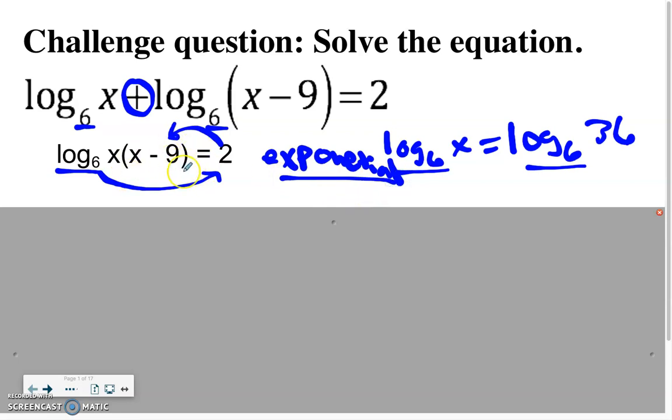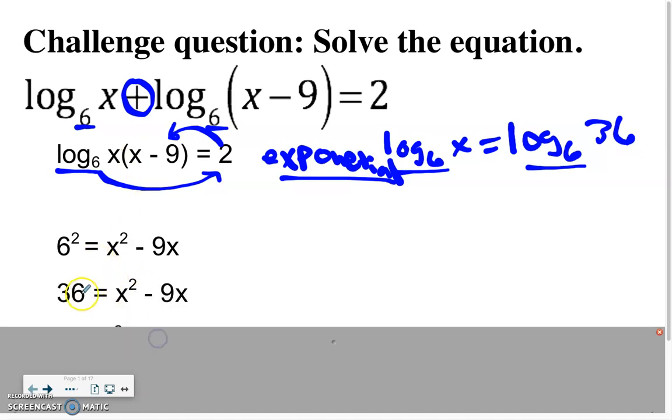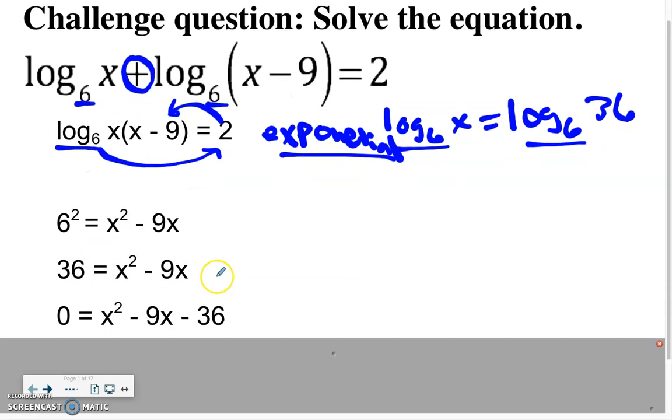So when we can't solve in logarithmic form, we switch to exponential, which leaves us with 6 squared equals x squared minus 9x, by distributing the x. So it's base to the exponent is equal to the solution. I like to go loop and swoop to make that natural rotation of finding the value of x. So now we just use our algebra tools. 6 squared is 36. And then after that, we move the 36 to set the equation equal to 0.